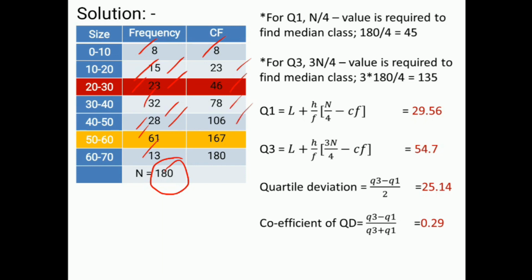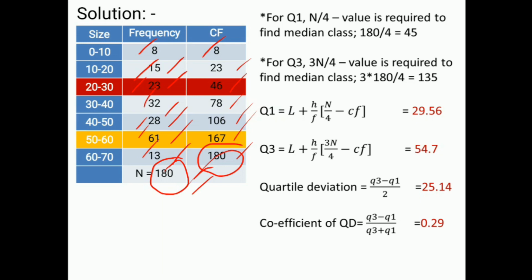78 plus 28 is 106. 106 plus 61 is 167. 167 plus 13 is 180. So the last value of the cumulative frequency will always be equal to n. So both are equal.